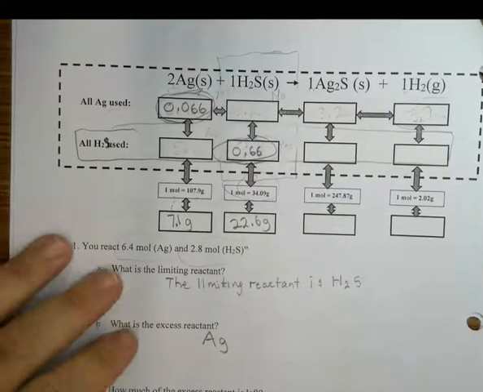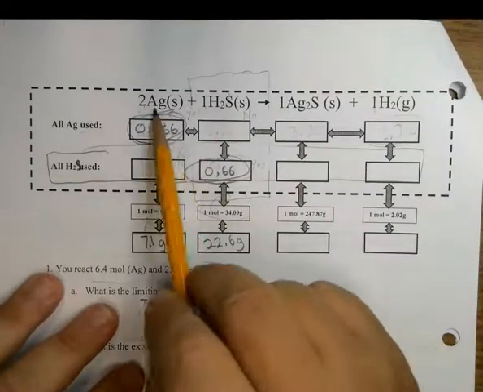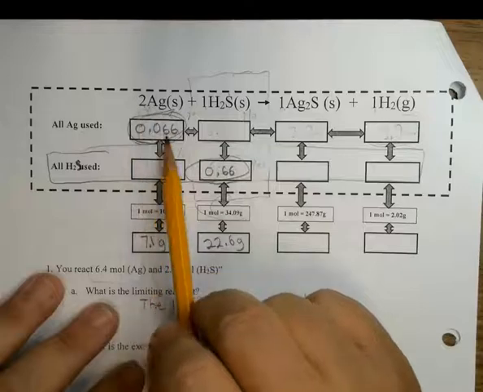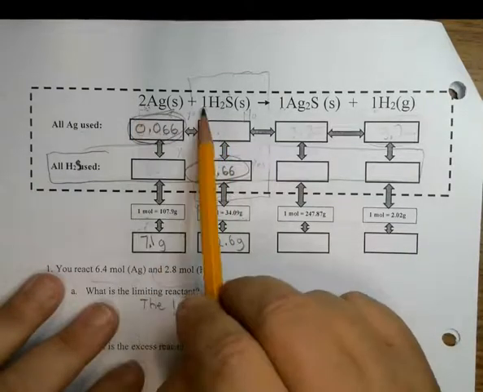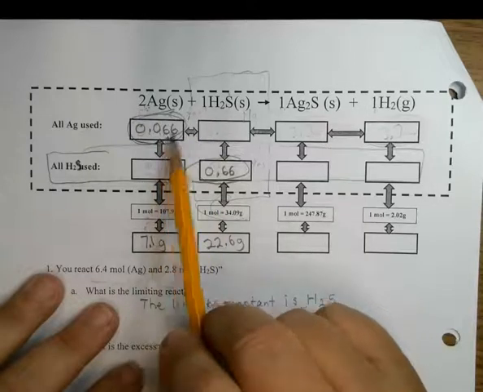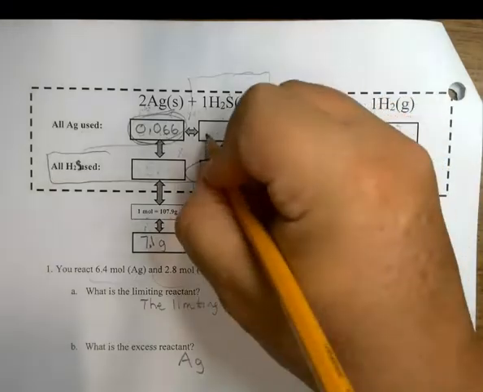All right, so let's go ahead and figure out the relationships here. Okay, so you have twice as much of silver as you have of hydrogen sulfide, because you have a 2 there and a 1 there. Twice as much of this as this. So you have twice as much here as here. So if we divide 0.66 divided by 2, and we get 0.033.